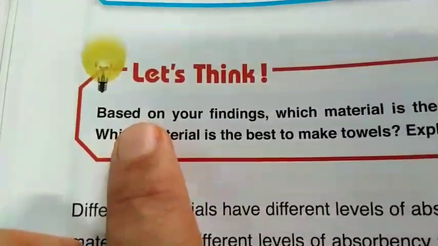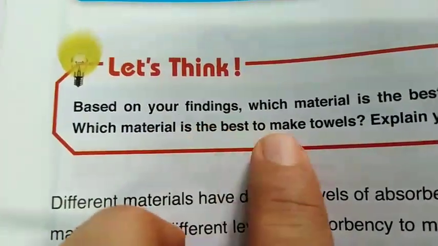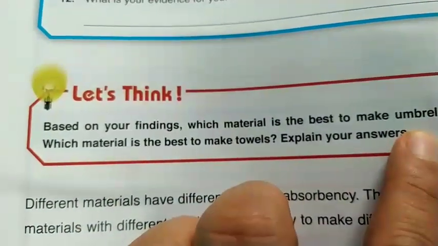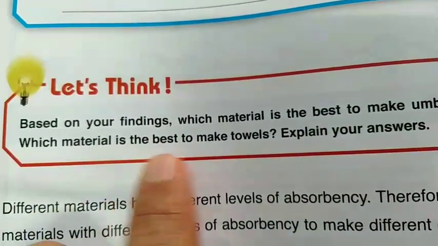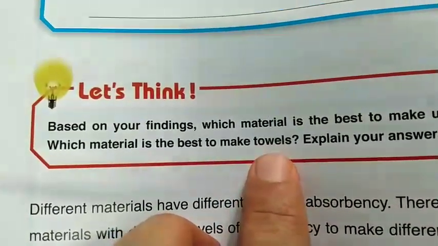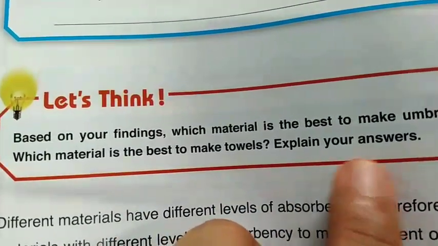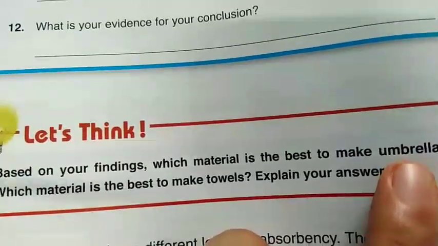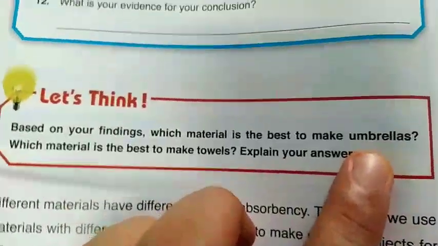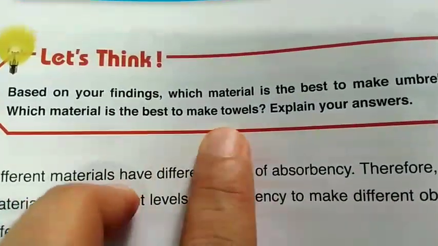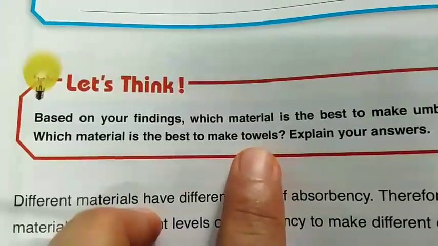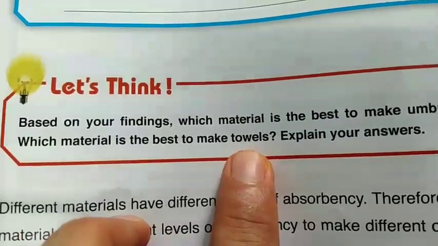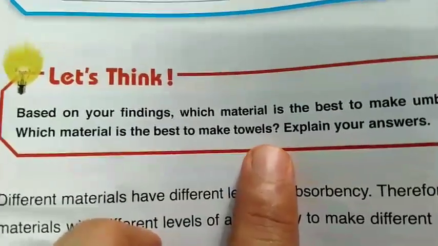Based on your findings, which material is the best to make an umbrella? I think it's plastic. Which material is the best to make towels? I think it's fabric. Explain your answer. For an umbrella, the material can be flexible and it does not absorb water. The best to make towels, of course, is the fabric because it absorbs water and it's strong. The tissue paper is not strong. If you make it into towels, it will be torn.